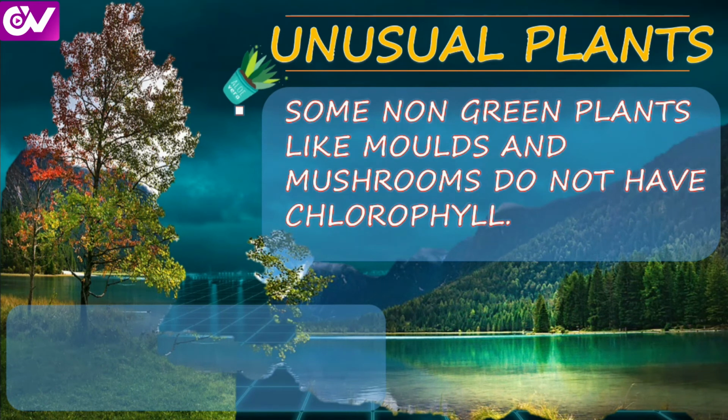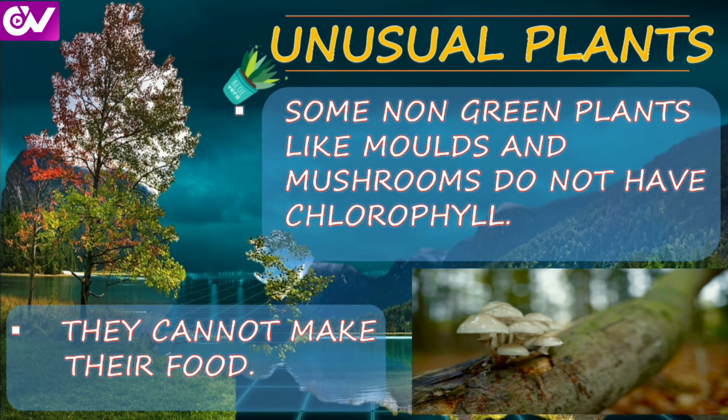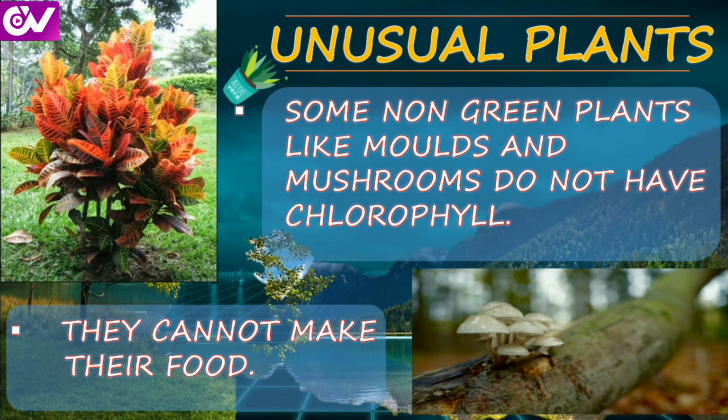Some non-green plants like molds and mushrooms do not have chlorophyll. See this picture, children. Here the mushroom is in white color. That is, there is no chlorophyll. Chlorophyll is the substance which gives green color to the leaves. They cannot make their food. They depend on other plants for food.